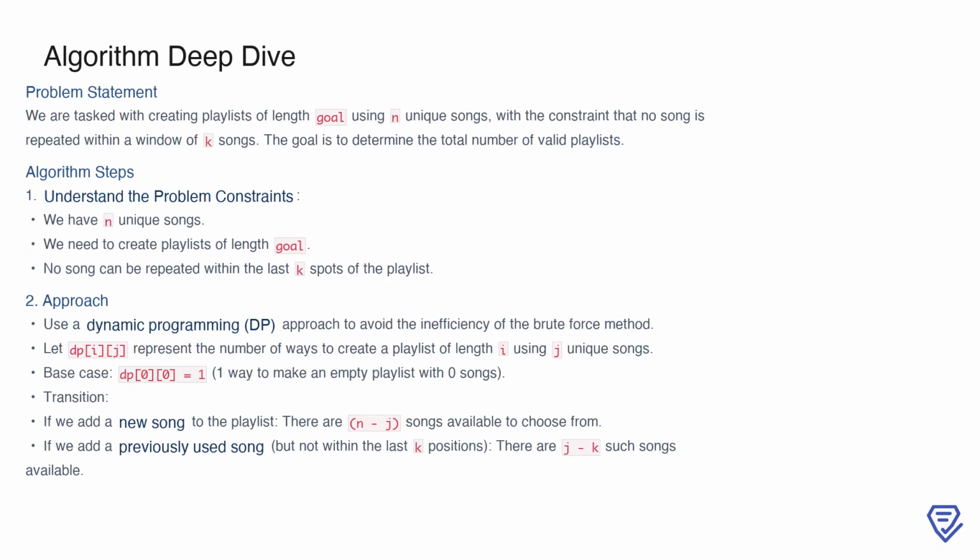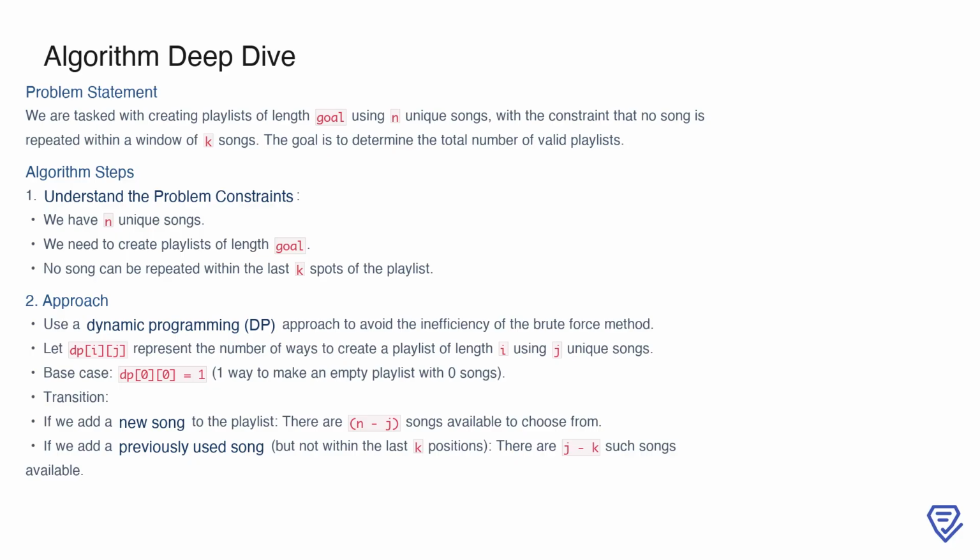In this problem, we are tasked with creating playlists of a specific length, called goal, using n unique songs. However, there's an important constraint: no song can repeat within the last k positions of the playlist. The objective is to calculate the total number of valid playlists that satisfy these conditions. To solve this efficiently, we use a dynamic programming approach.